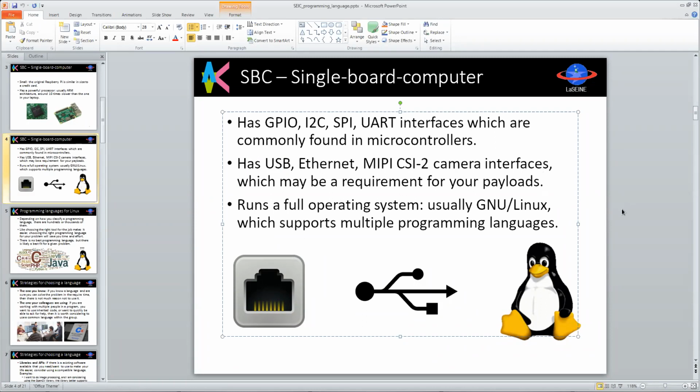It has the, let's say, more traditional interfaces: GPIO, I2C, SPI, and UART. But people choose it mainly for these new interfaces. And if you go with this solution, then you have a full operating system, usually Linux. And as a consequence, these operating systems support multiple programming languages. And then we come to the point of the original question, like then which language we choose, right?